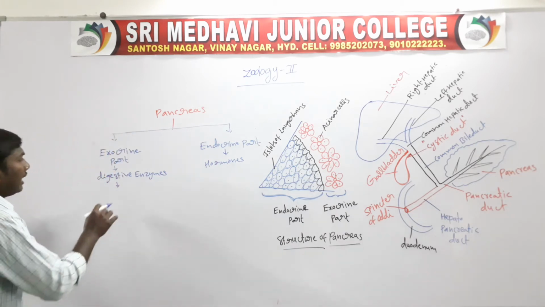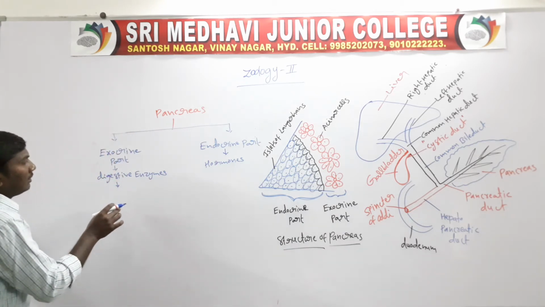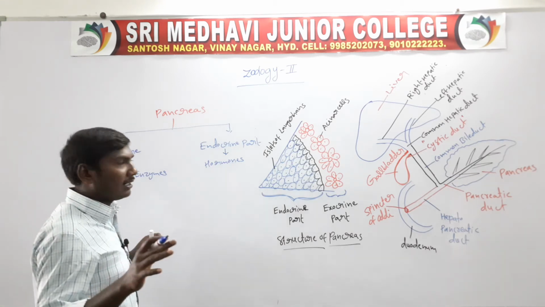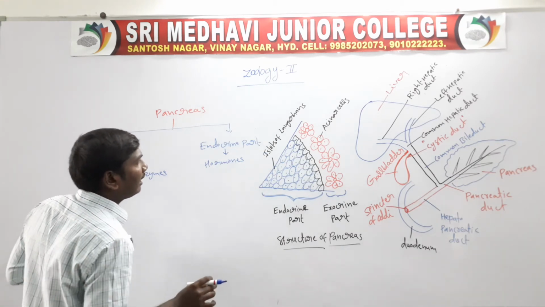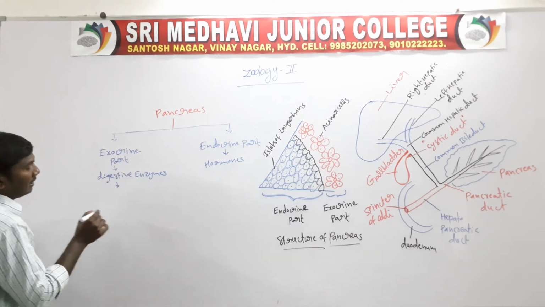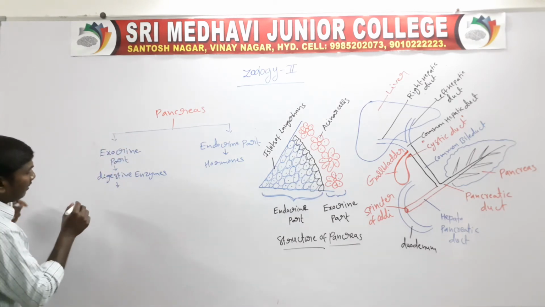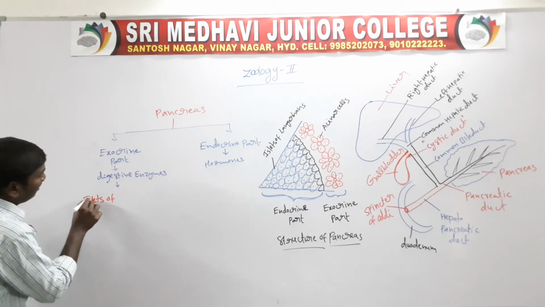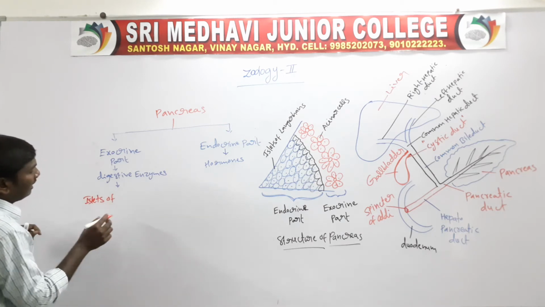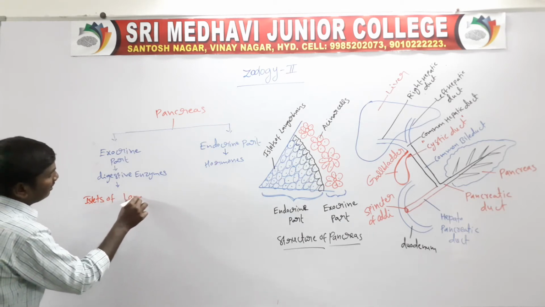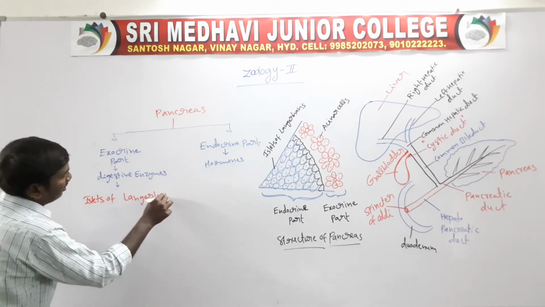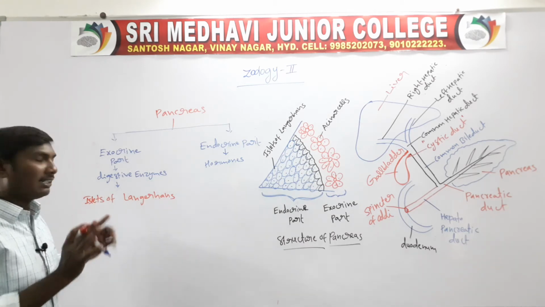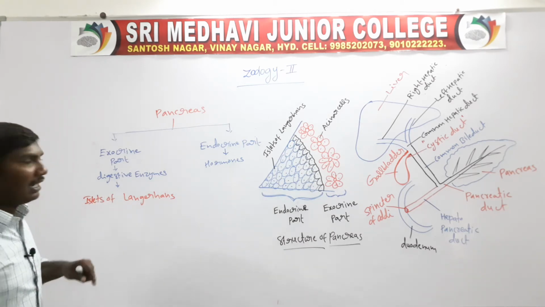Next, the pancreatic juice. The exocrine part contains cells called the islets of Langerhans.